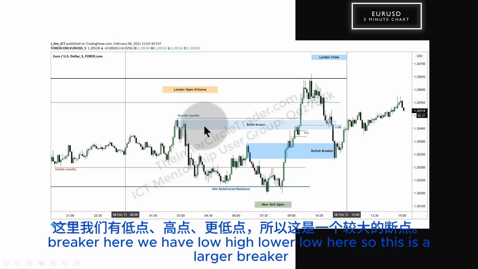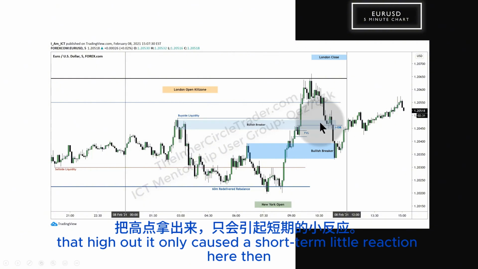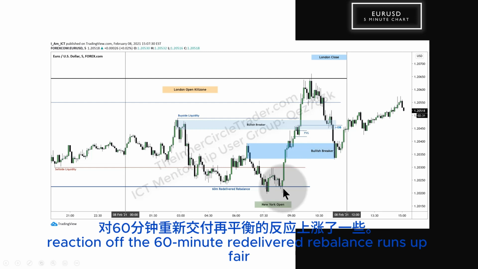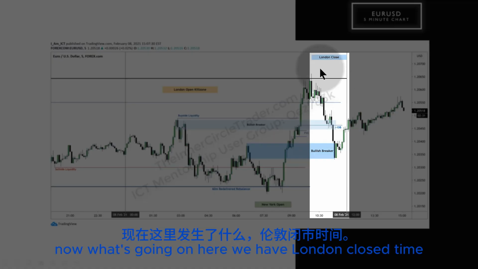I will also include it in the midweek review on Wednesday. So we have a bullish breaker here. We have low, high, lower low here. So this is a larger breaker, whereas this is a smaller breaker. Drawing that out in time, once it took that high out, it only caused a short-term little reaction here, then traded down through and into the lower level bullish breaker. You can see the reaction off the 60-minute redelivered rebalance, runs up, fair value gap, runs through the breaker, trades. Now look what's going on here.